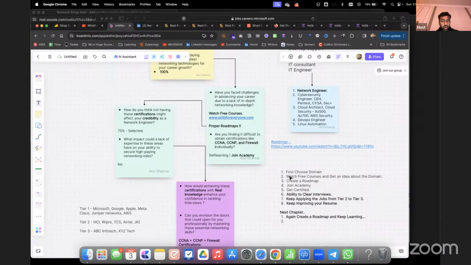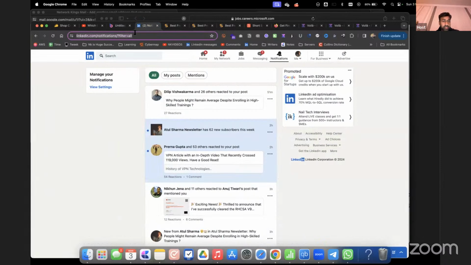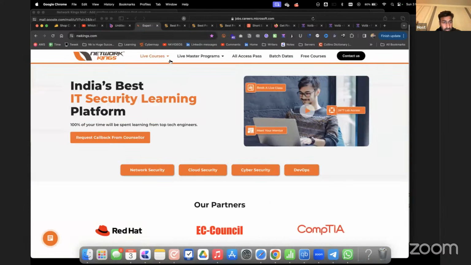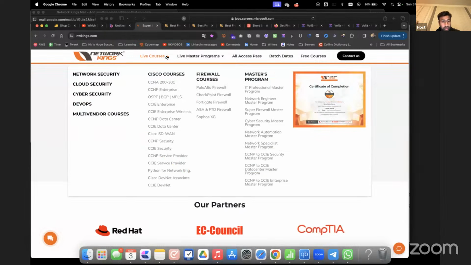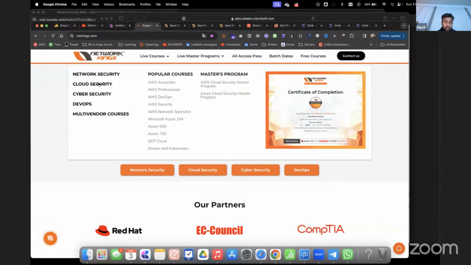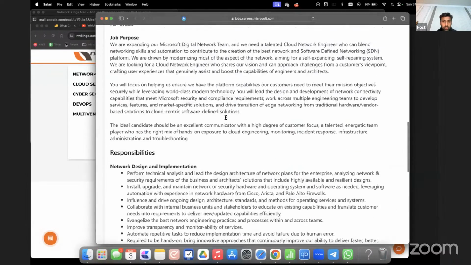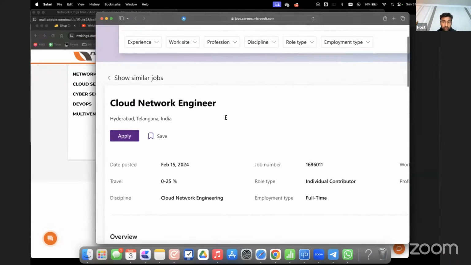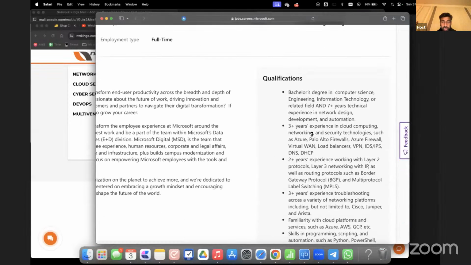Even if you are an expert with 10 years of industry experience, you still want to learn something. So again, you can come to networkings, because under one roof you are not just learning the basic courses, we have the proper cloud security plans also. You can now go into cloud security, because in Microsoft, the same thing I want to show: they are asking you to have the networking knowledge, and they are asking you Palo Alto, Azure, BGP, MPLS.